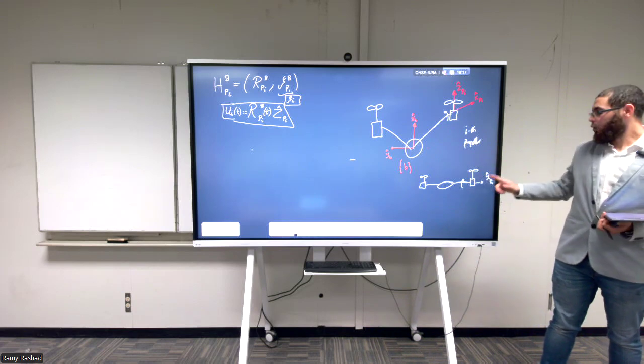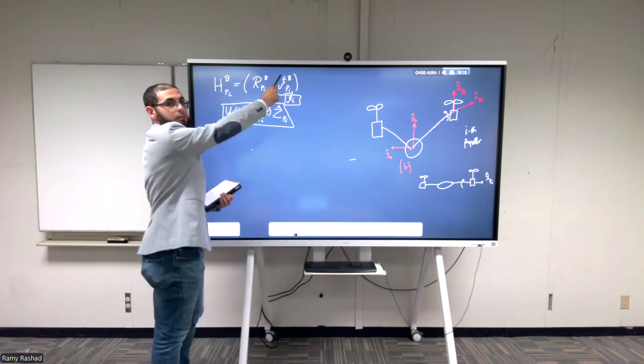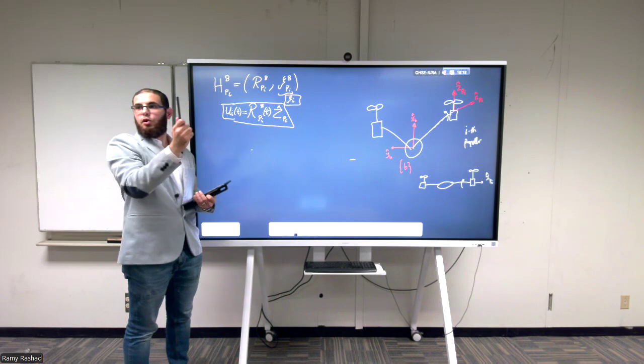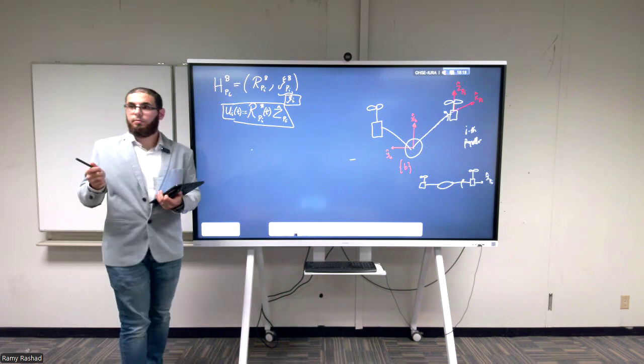So in the end, where the propeller is located, I only need 5 pieces of information. I need these 3, which are constant, and I need 2 of these, okay? Because I'm only looking at the third one, because I'm not changing that.